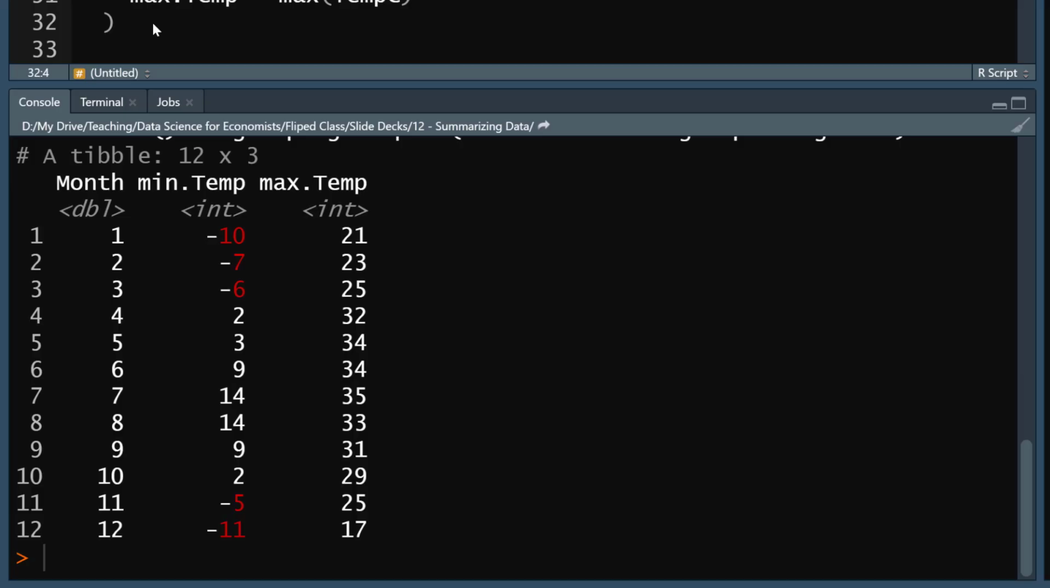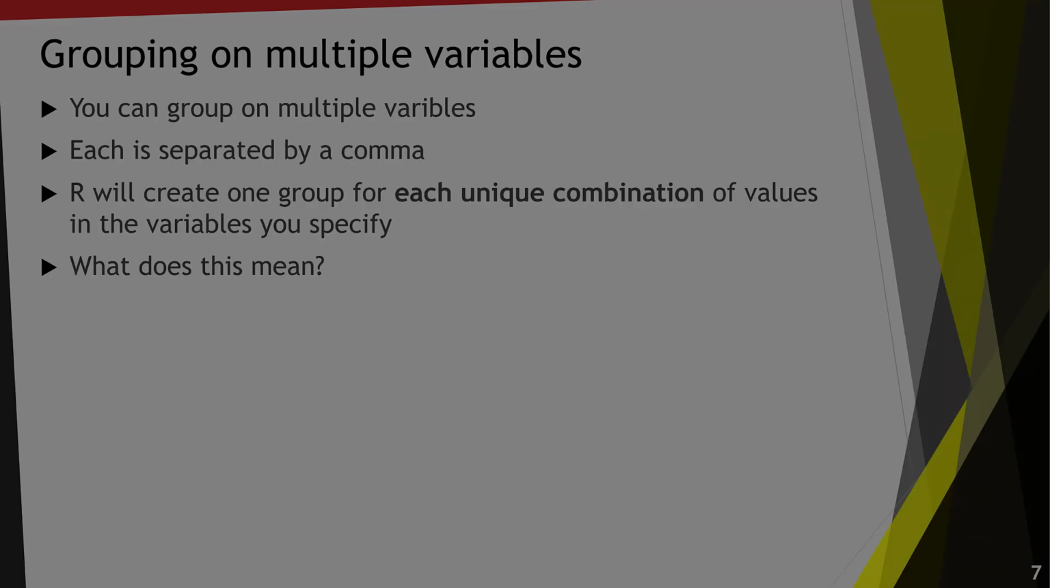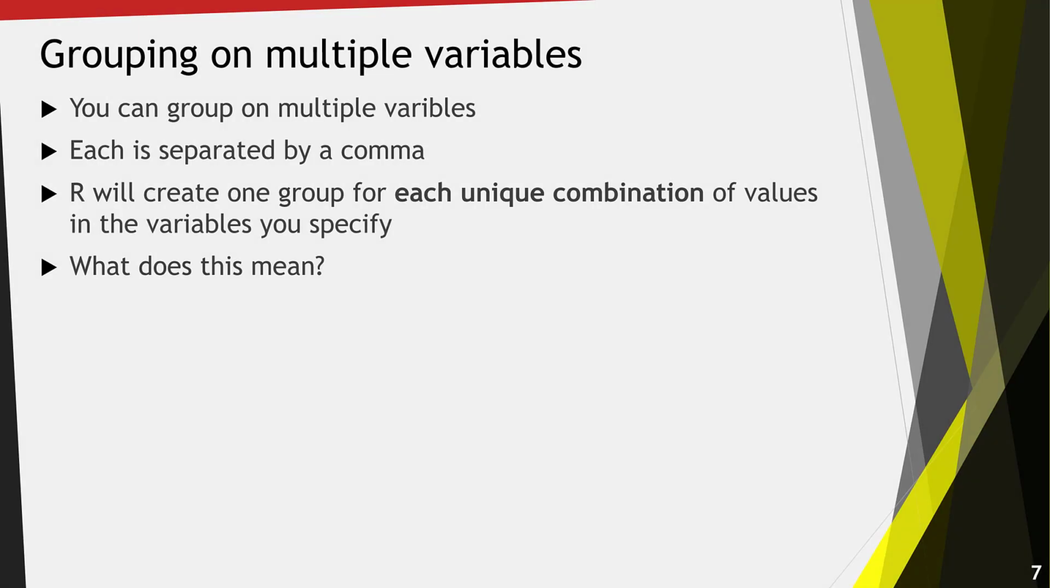You can see the resulting output that I get has one value for each value of the month variable, 1 through 12. Then the corresponding min and max temperature columns have the minimum value and maximum value of temperature within that month. The group by verb allows multiple variables as arguments. Each one is separated by a comma. If you specify multiple variables, R will create a group for each unique combination of values in those variables.